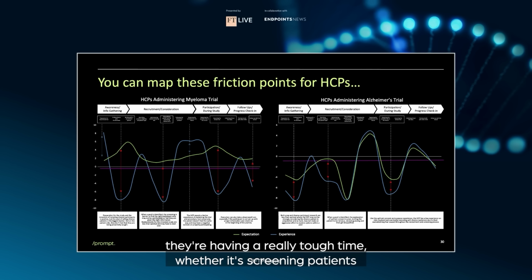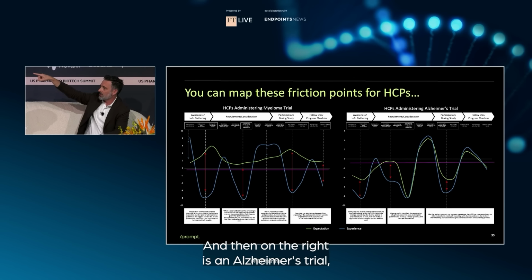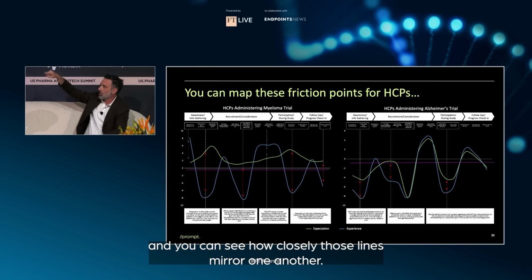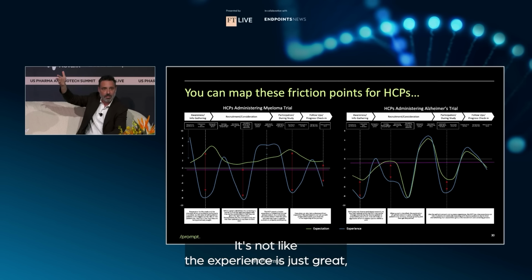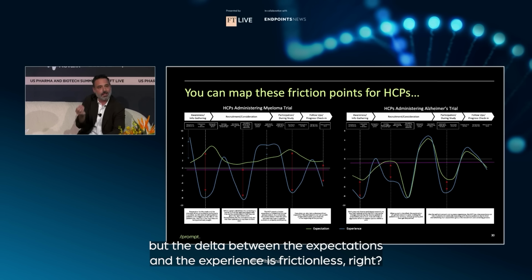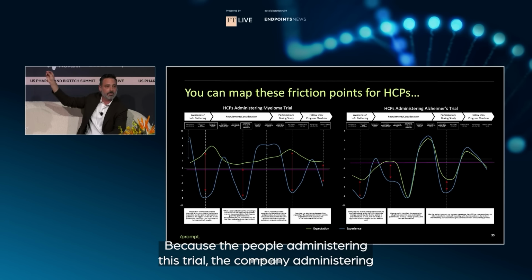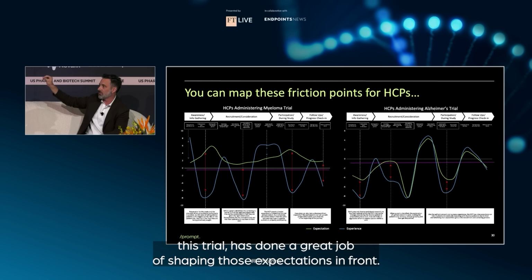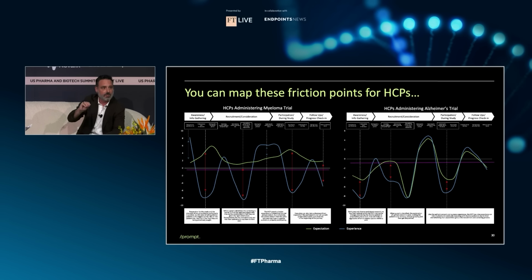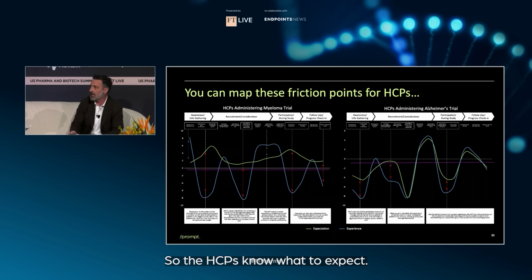There are some times where they're having a really tough time, whether it's screening patients or having difficult conversations or whatever it is. And then on the right is an Alzheimer's trial. And you can see how closely those lines mirror one another. It's not like the experience is just great, but the delta between the expectations and the experience is frictionless, right? Because the company administering this trial has done a great job of shaping those expectations up front so the HCPs know what to expect.